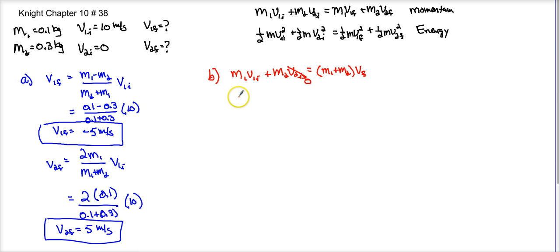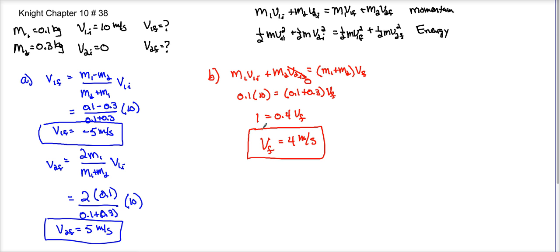And now it's just quick plugging in of 0.1 times 10 equals 0.1 plus 0.3, and then times V sub f. Here we then have 1 equals 0.4 V sub f. So the final speed is 4 meters per second.